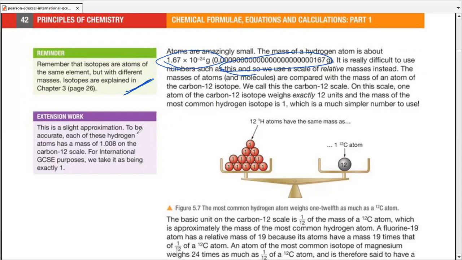Now, there is a slight approximation. To be accurate, each of these hydrogen atoms has a mass of 1.008 on the carbon-12 scale, but we take it as exactly 1 to keep IGCSE simple and easier at this level. But remember, get ready for something like this for A levels. It is going to be easy just at the level of IGCSE. In A levels, you're supposed to go with at least 2 or 3 decimal places, and you're supposed to be very accurate in A levels.